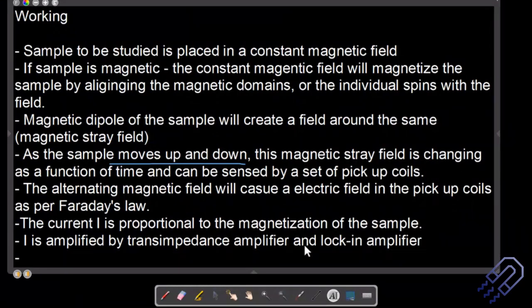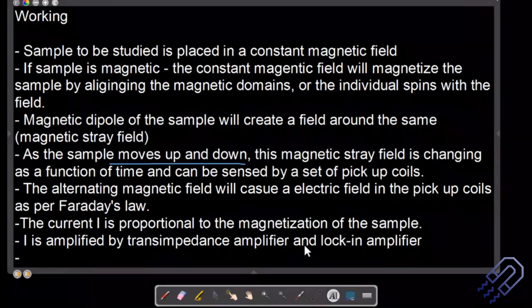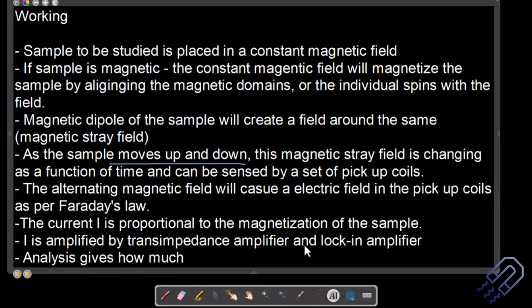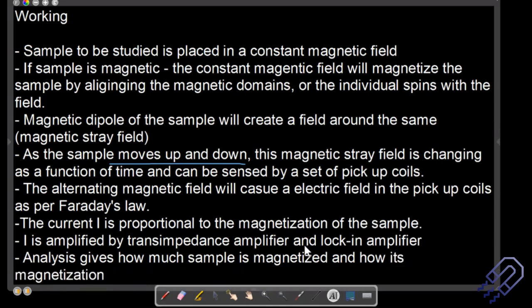Now I will have everything ready, and then I try to analyze the sample. So analysis gives how much the sample is magnetized. If I analyze it, I know how much the sample is magnetized because it was placed inside a magnetic field. And how its magnetization depends on the strength of the constant magnetic field.